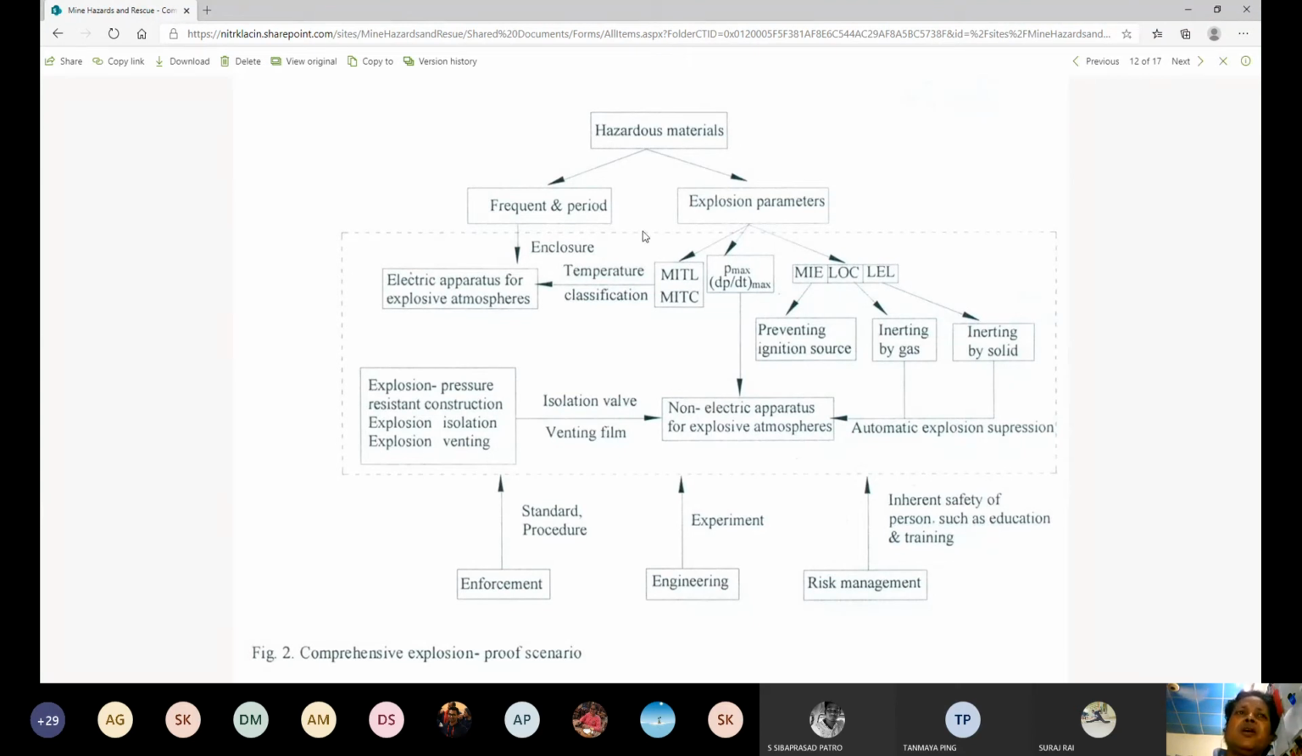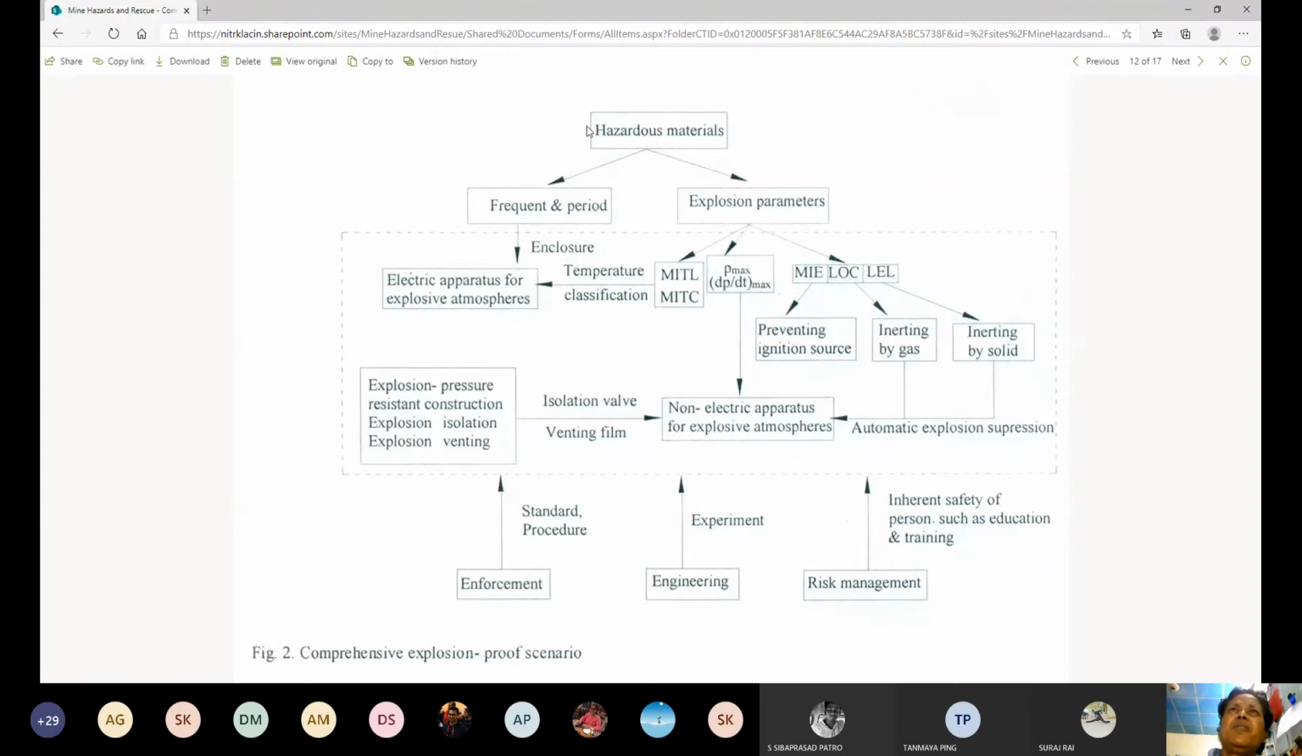So explosion proof scenario, like hazardous materials in the mines. Are you able to see this chart? Hello? Hello? Yes, sir. Yes, sir. So this is a chart giving the explosion proof scenario, hazardous materials.